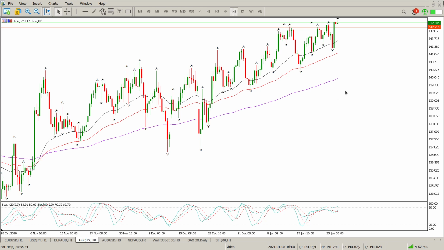Pound Japanese yen, we have finally closed above 142.200 and had a nice proper engulfing bar here.